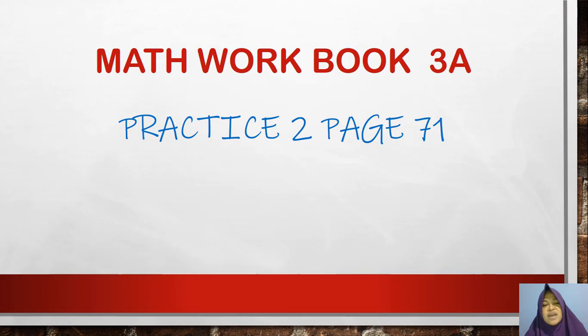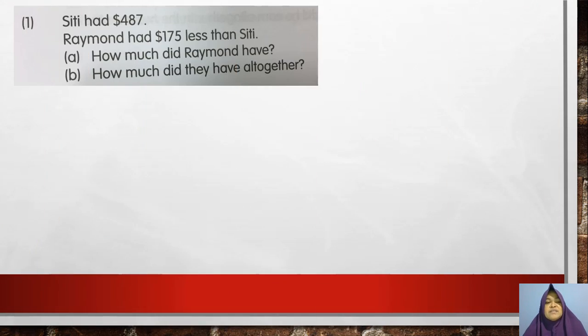Practice Math Workbook 3A, Practice 2, page 71. Open it, okay? Siti had $487. Raymond had $175 less than Siti. A: how much did Raymond have? And B: how much did they have altogether?